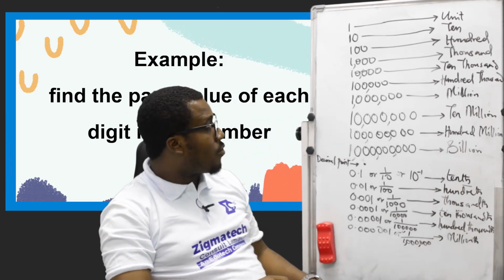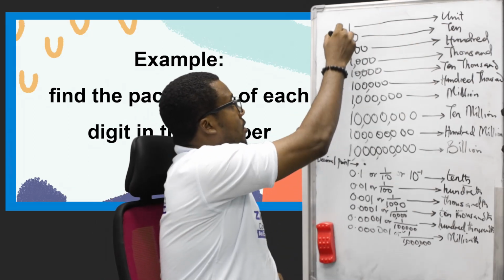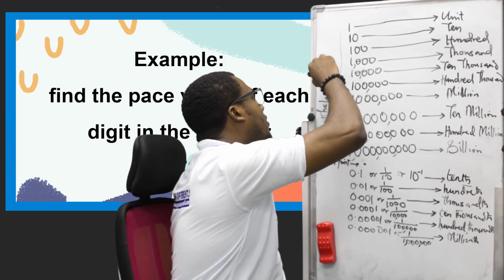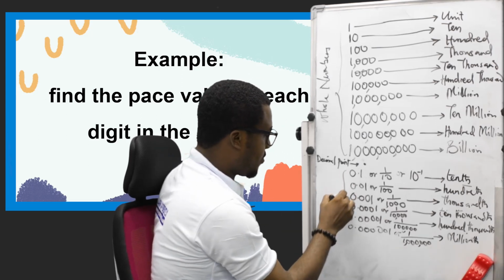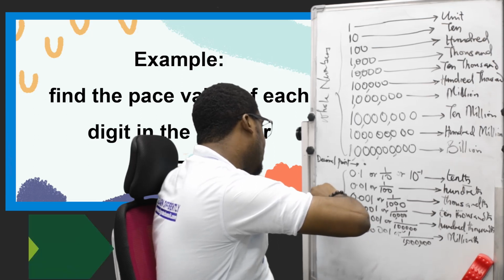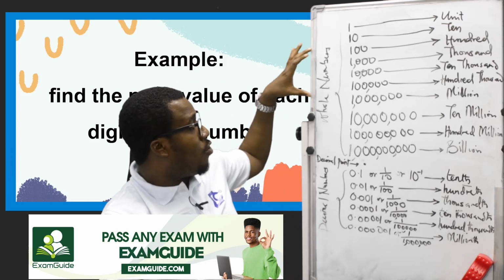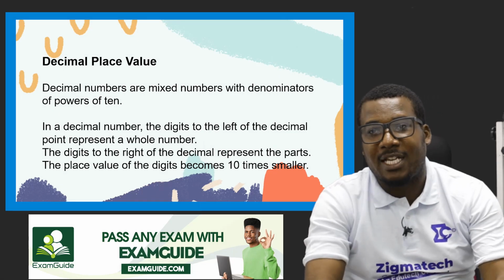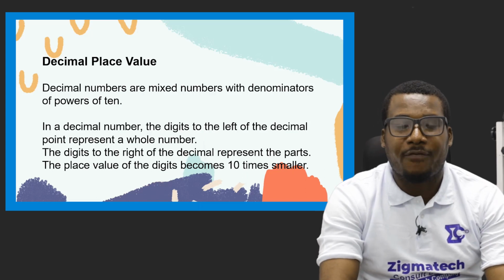All right, let me stop here for now so we can see the structure. So this part, these are whole numbers. These parts, these are decimal numbers. Whole numbers, decimal numbers. Now let's see some facts about the decimal place values. Decimal numbers are mixed numbers with denominators of powers of 10.